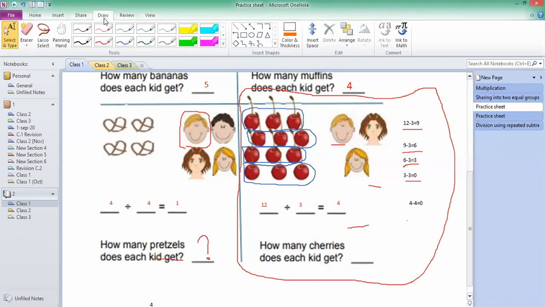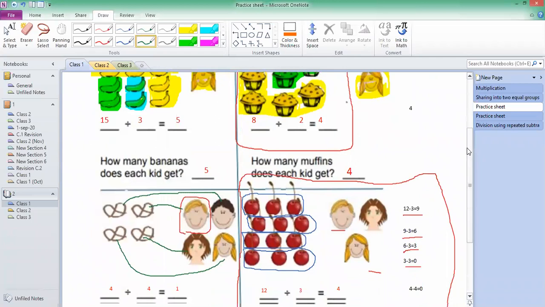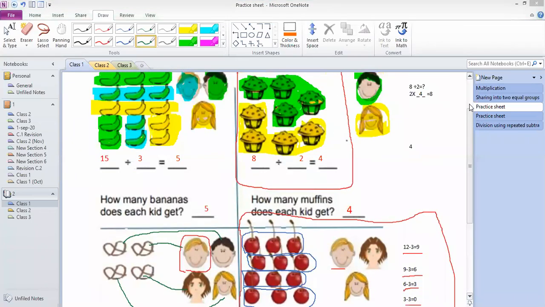Or if you share 1 by 1, I can show you also like this. This one you give to him. This one you give to him. This one you give to her. And this one you give to her. So you can see everyone gets only one pretzel. I hope you understand all the methods, guys: repeated subtraction, division, sharing into equal groups, and using the table. Do you understand everything? Yes, sir. Very good.